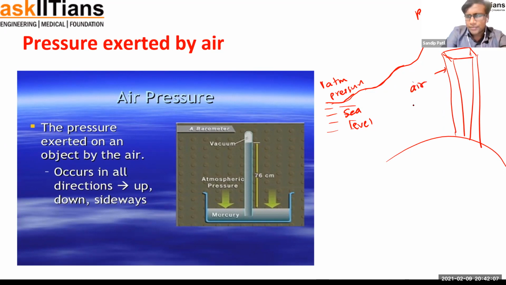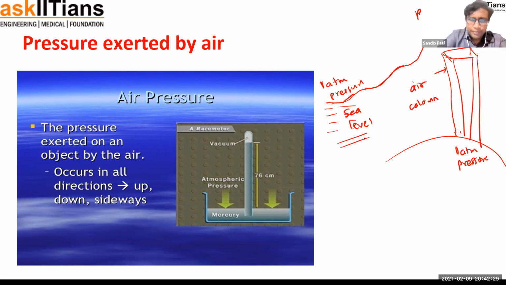You must have seen this diagram somewhere, right? So this air column actually exerts 1 atmospheric pressure at sea level. Sea level means this level, right?